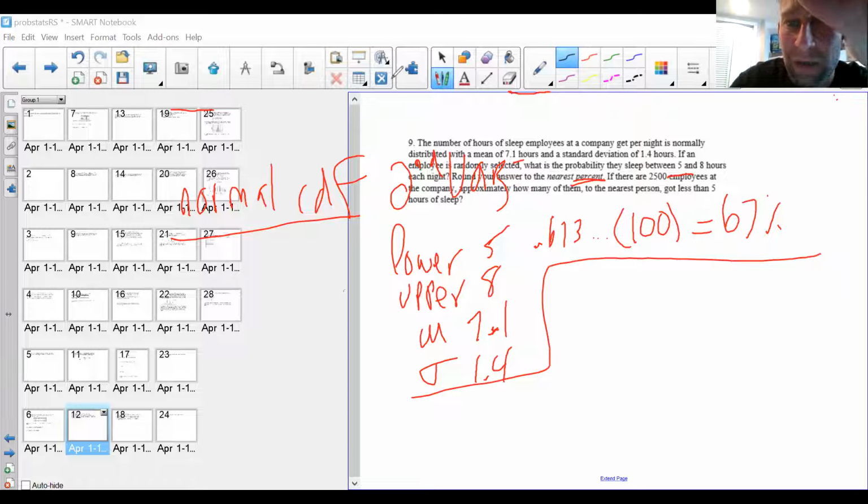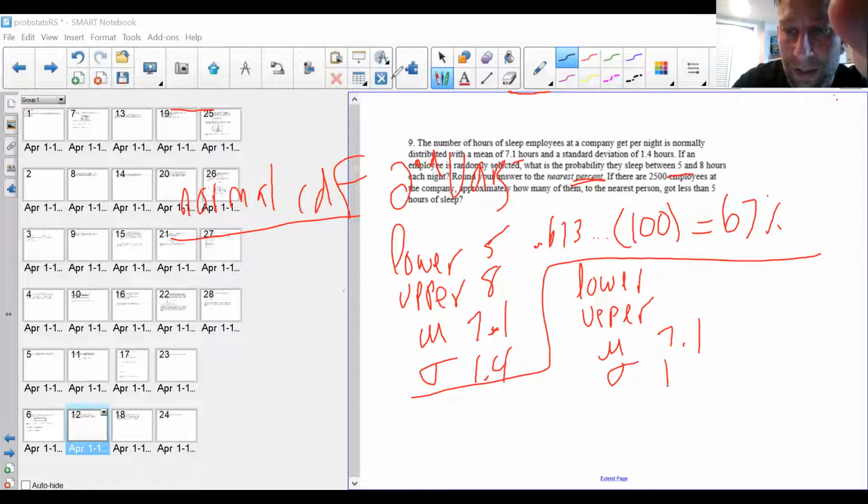Now it's asking me another question. So again, I'm going to do lower, upper, mu, sigma. My mu and my sigma don't change. My mu is 7.1. My sigma is still 1.4. Now it says less than 5 hours of sleep. If it's less than 5, it could be 5 and lower. So my lower is 0, my upper is 5. Let's pull my calculator back up.